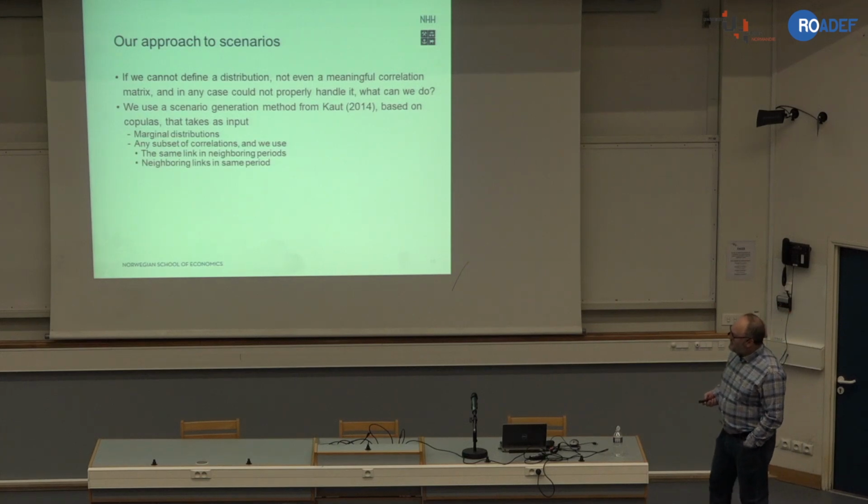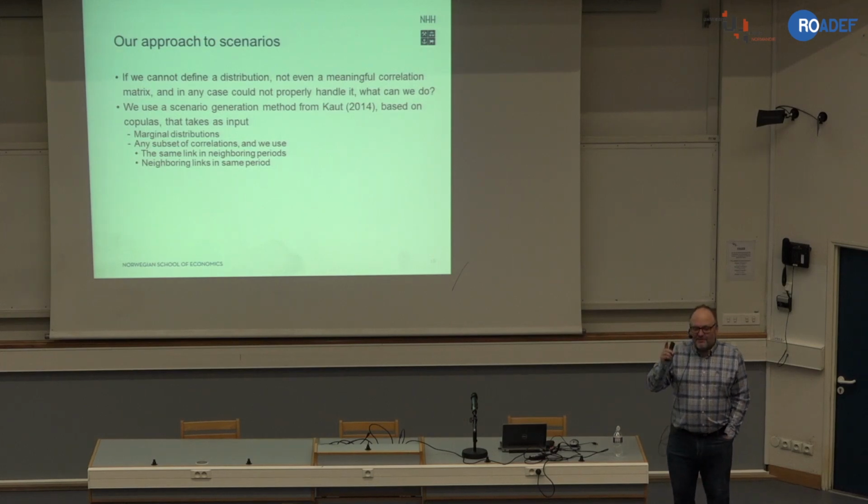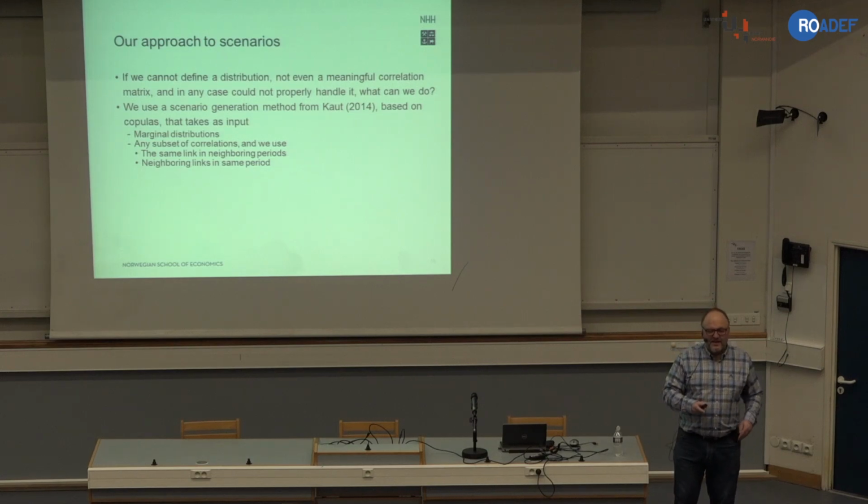And he takes any subset of correlations. Now, he doesn't care which subset, because this is just a method, right? But he takes any subset of correlations, and what we use, we take the same link in neighboring periods and neighboring links in the same period. Those are the ones I showed you before. So we now define only those correlations, either from data or from guesses. They are not too hard to guess, because they make some sense.